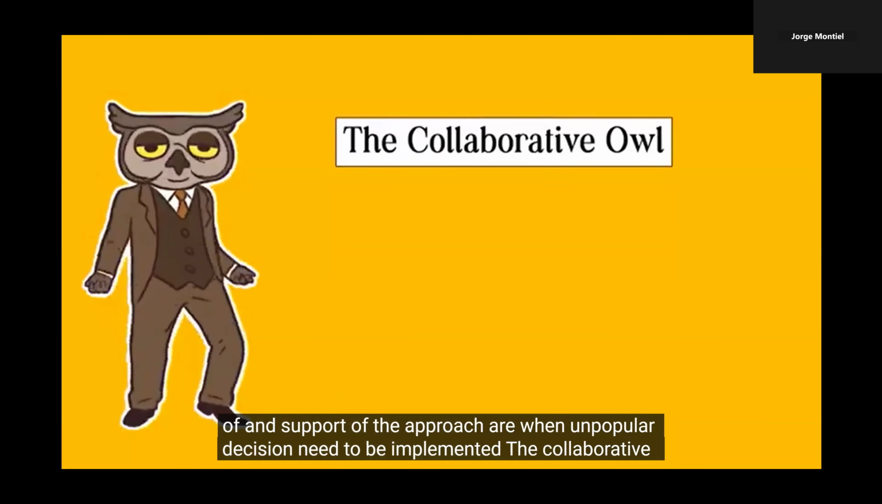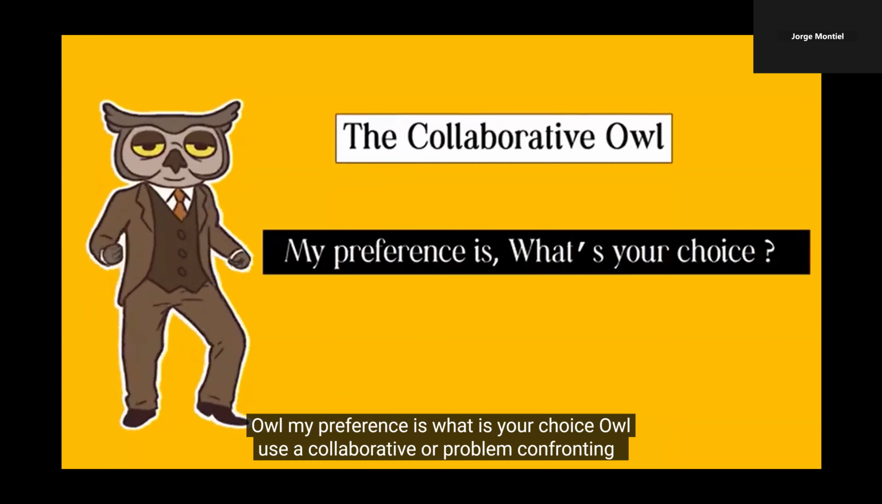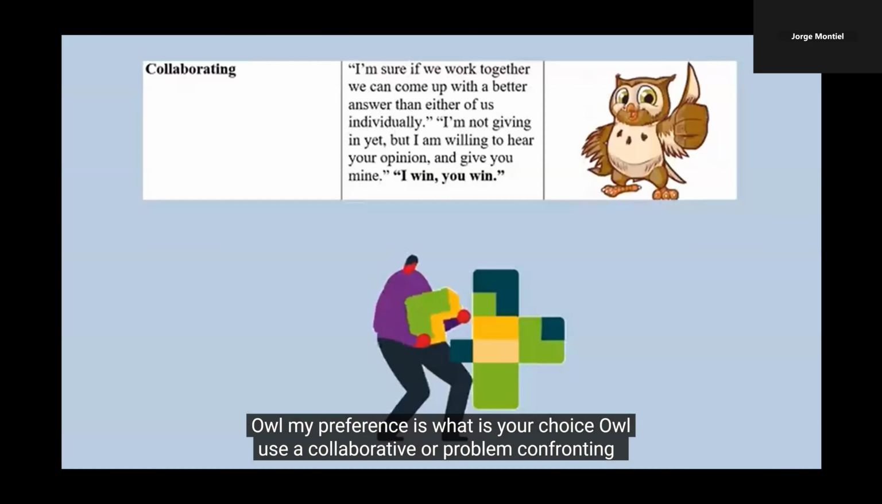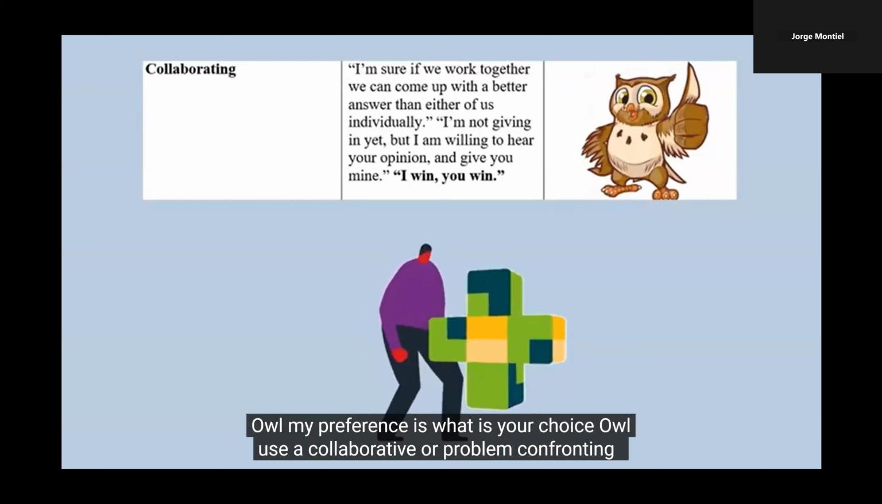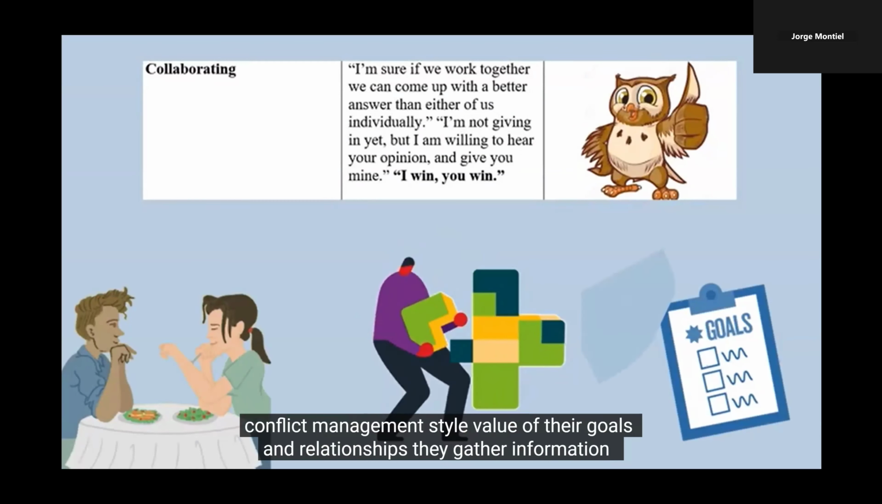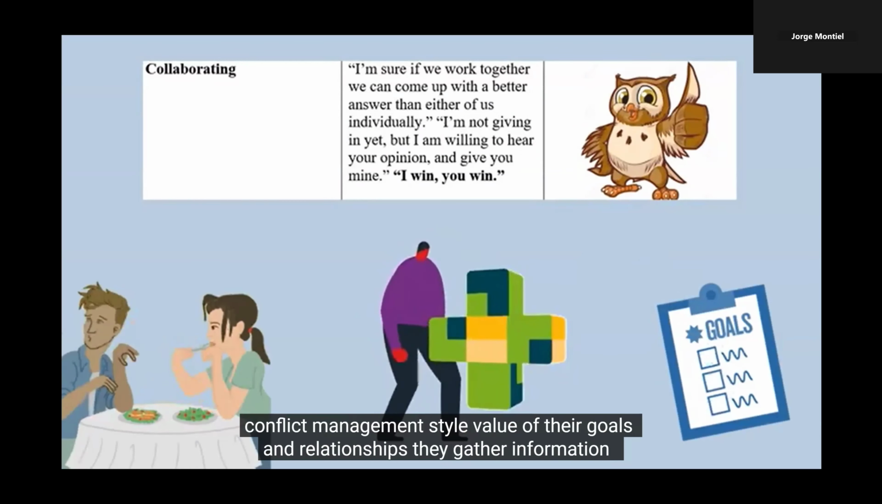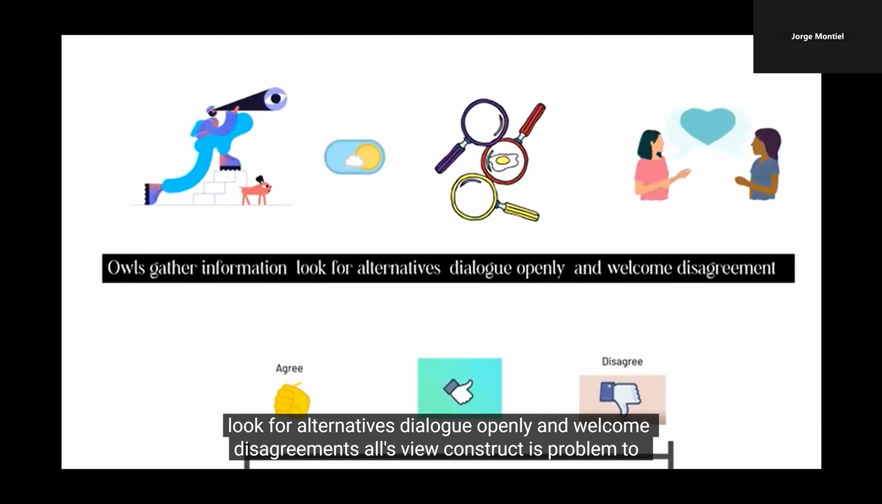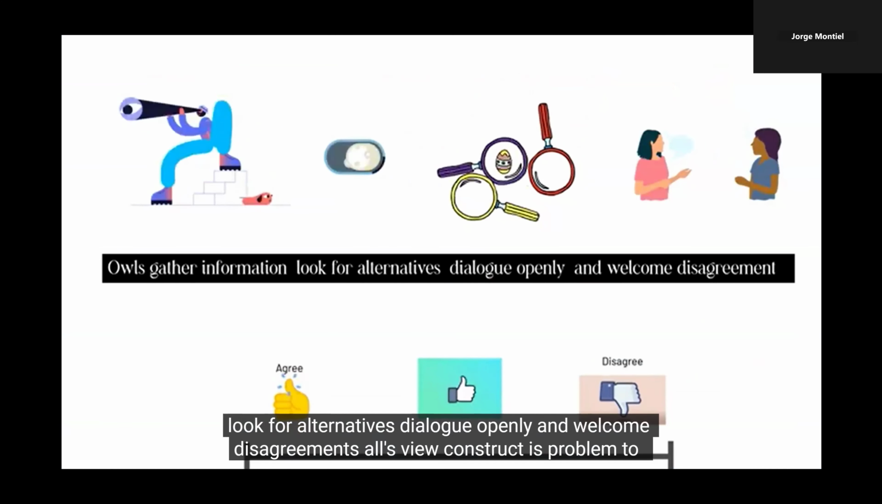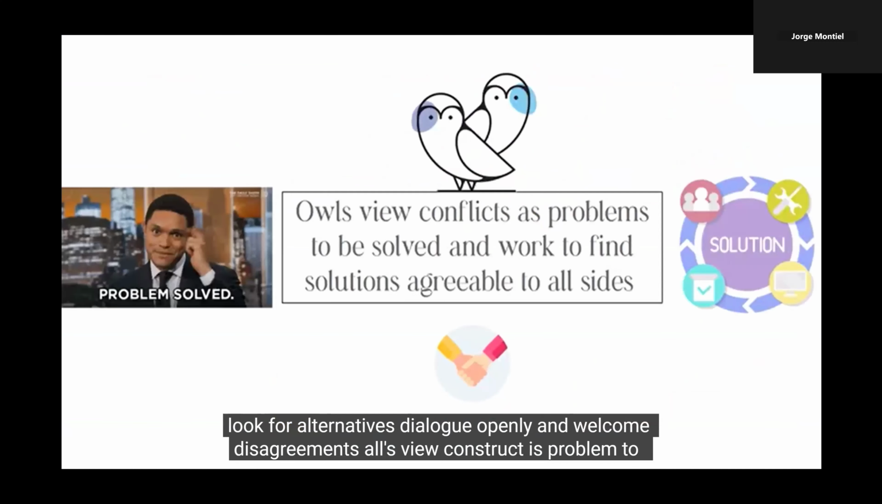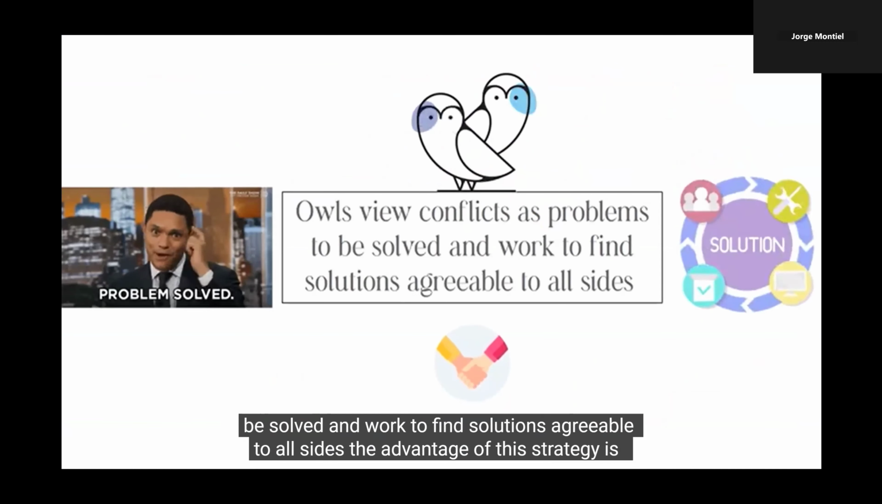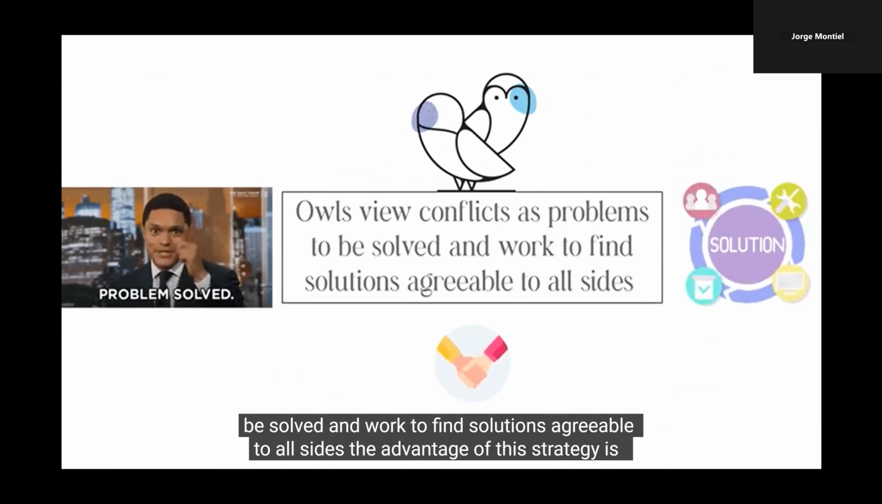The collaborative owl. My preference is, what is your choice? Owls use a collaborative or problem-confronting conflict management style. They value their goals and relationships. They gather information, look for alternatives, dialogue openly, and welcome disagreements. Owls view conflict as a problem to be solved and work to find solutions agreeable to all sides.